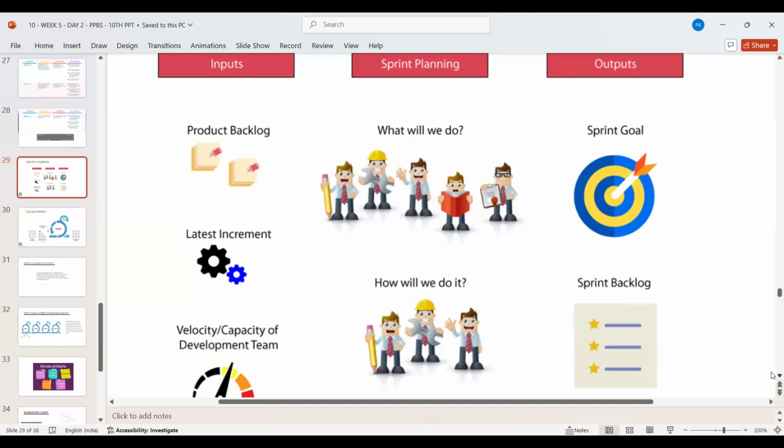From that product backlog, we should have an idea of what are the items, as per priority or as per customer demand or as per the current discussion, that they want urgently to be developed. Those will be called the latest increment. So we should know basically it's a sprint backlog. Okay, so sprint backlog has to be there. That is input, and that's a part of product backlog. And last but not the least, velocity and capacity of development team.